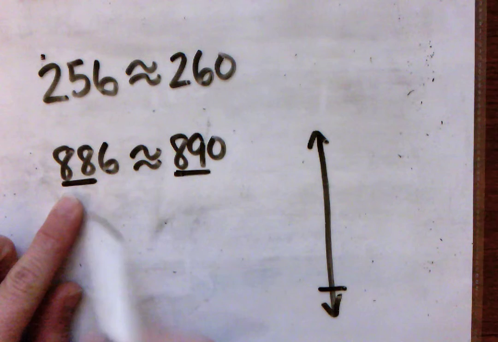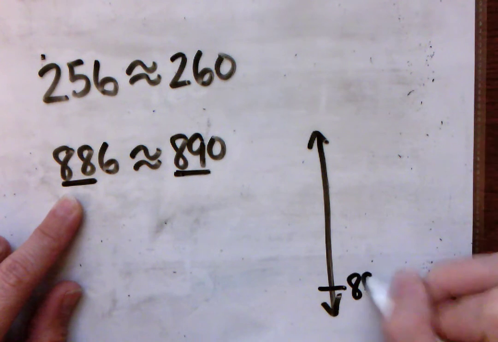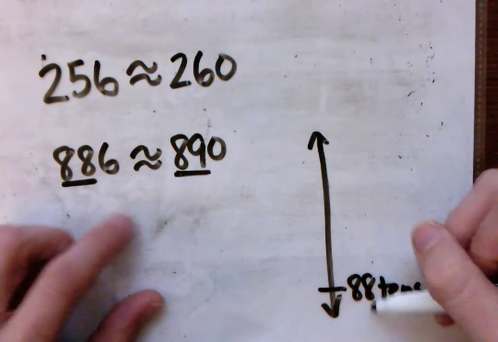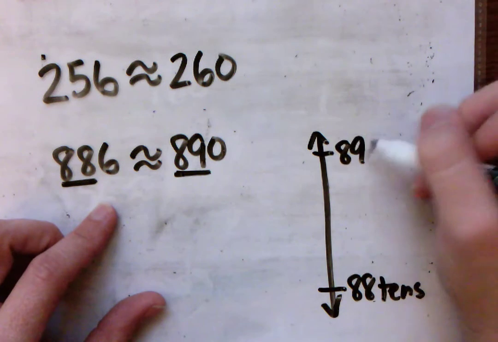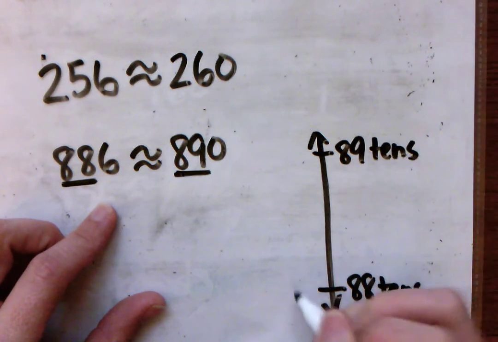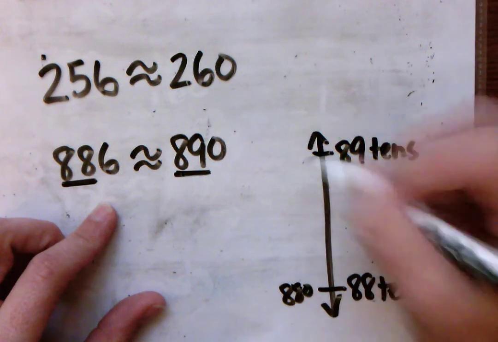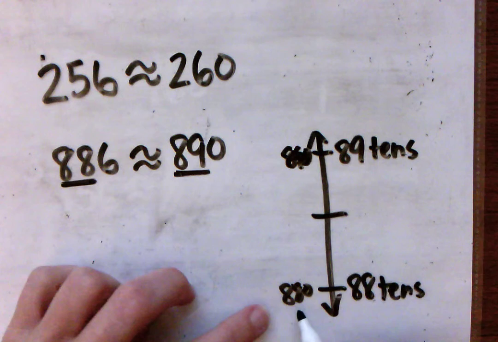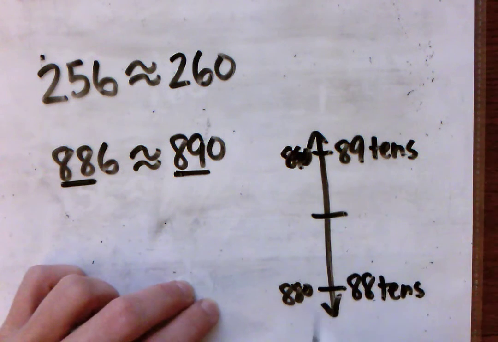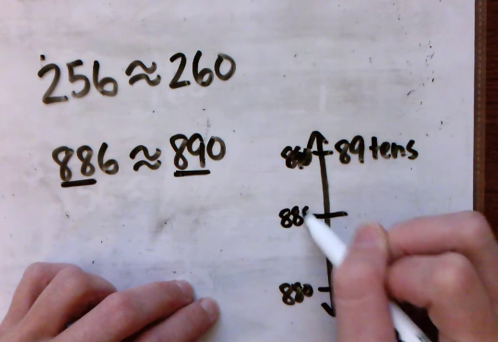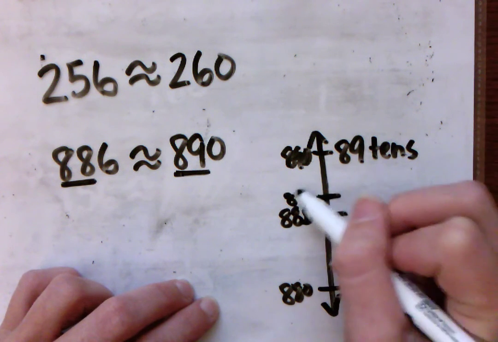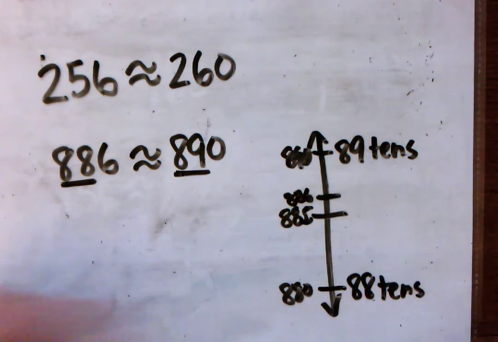886 has how many tens? 88 tens. What's one more 10? 89 tens. What's halfway between 880 and 890? 885. 886 would be right here. So we round up to 890.